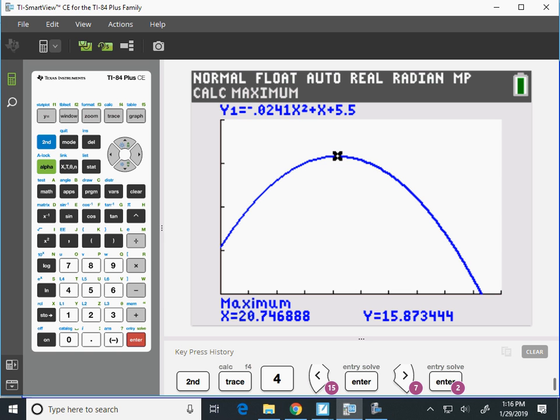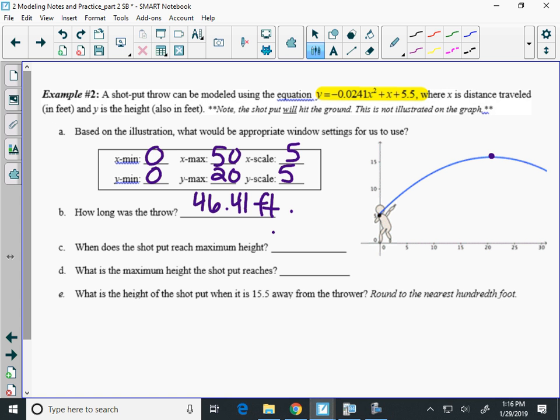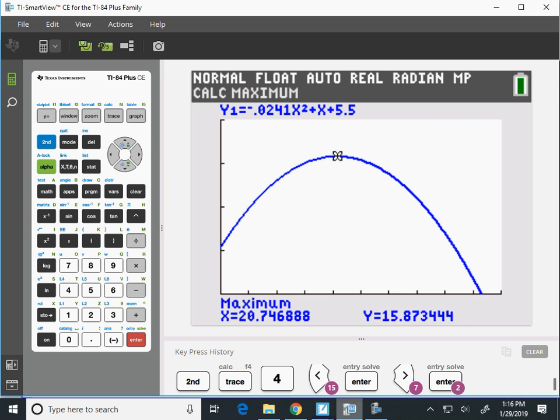Which one answers the question of when do you get to the maximum height? 20.75. So that's about 20.75 feet away from the thrower is when it gets to the highest point. So that's this one here, 20.75 feet. And then what is the highest height that this shot put gets to? 15.87.